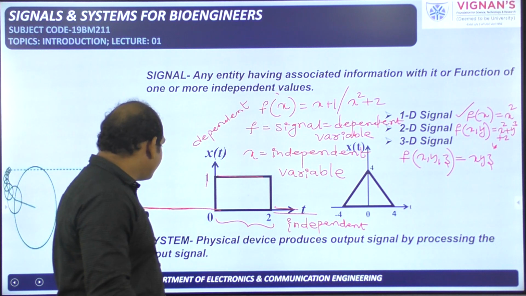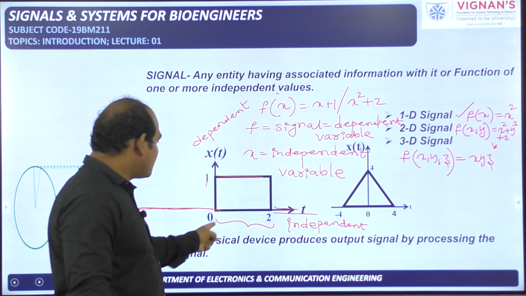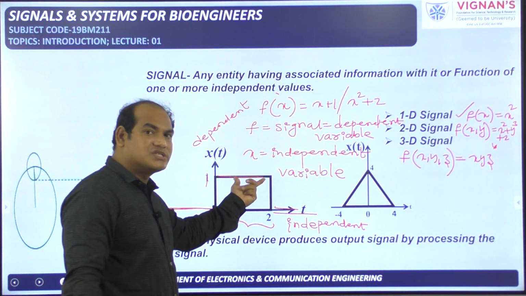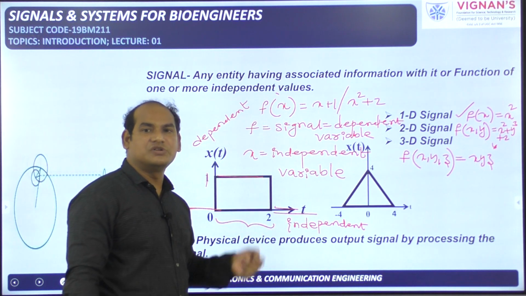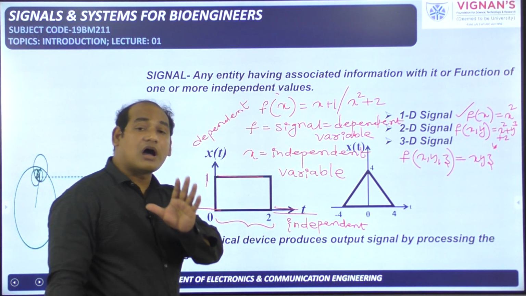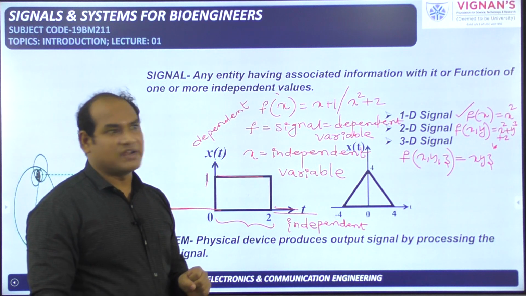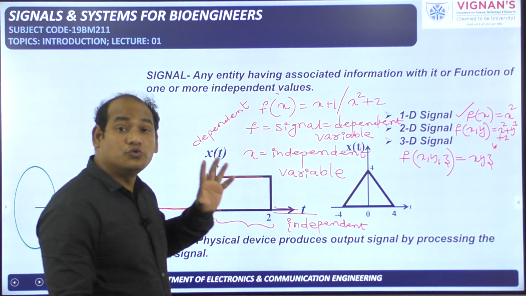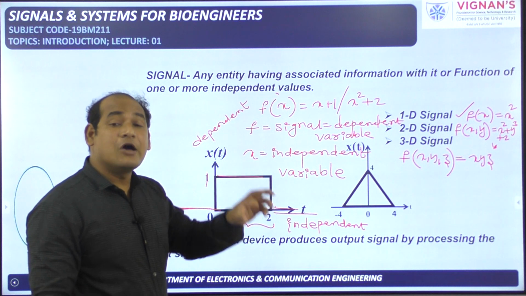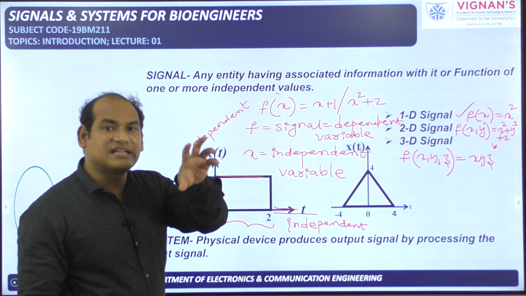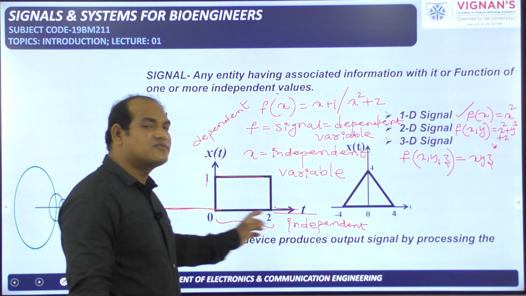From minus infinity to 0, the amplitude is 0. From 0 to 2, the amplitude is 1. From 2 to infinity, the amplitude is 0. So in this way you have to see the signal. Whenever you are observing a signal, you need to see what amplitudes are available for that signal for all values of t.